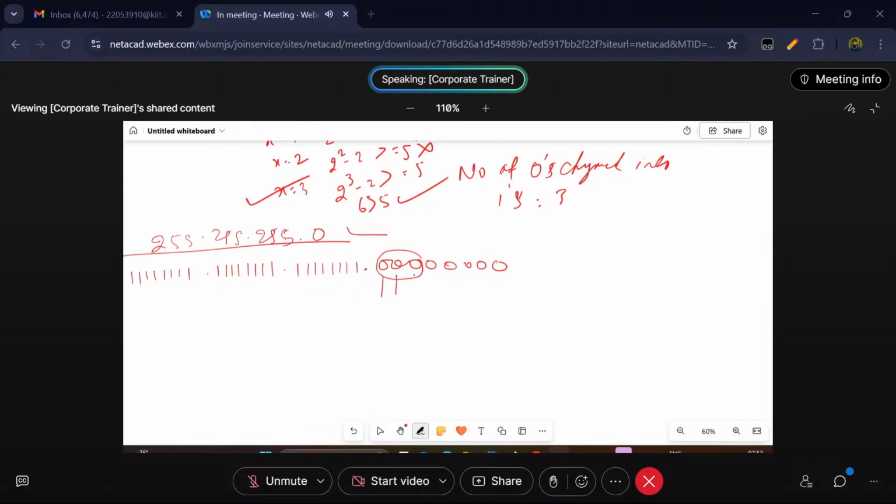1, 1, 1. Now the value will become 1, 1, 1, 0, 0, 0, 0, 0. Right? So what is the decimal value of this? If we convert, this is 255.255.255, and the value of this last octet is 224. So 224 is my new subnet mask of my required network.